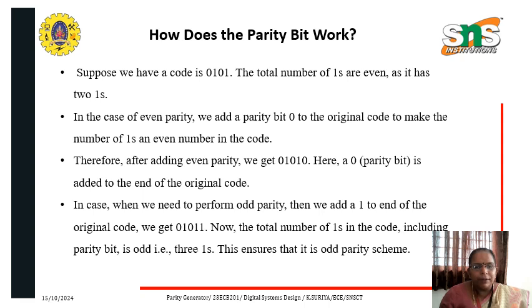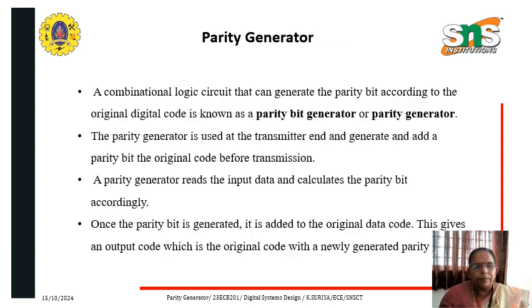Therefore, after adding even parity, we get 01010. So here 0, which is the parity bit, is added to the end of the original code. In case if we add a 1 at the end of the original code, then we perform odd parity. So we'll be getting 01011. Now the total number of ones in the code, including the parity bit, is odd, that is 3 ones. So this ensures the odd parity scheme.